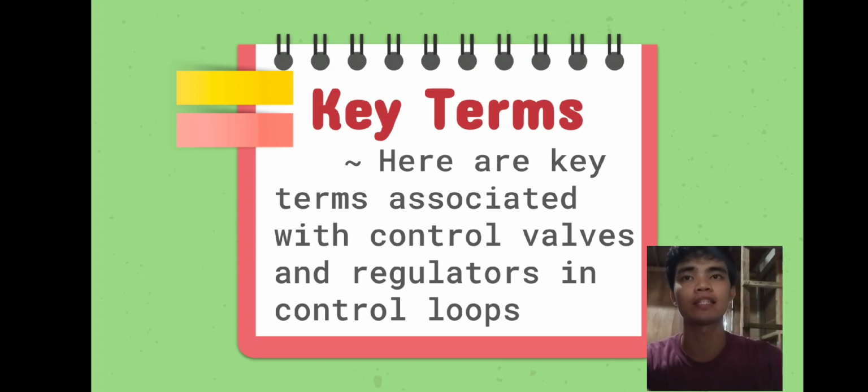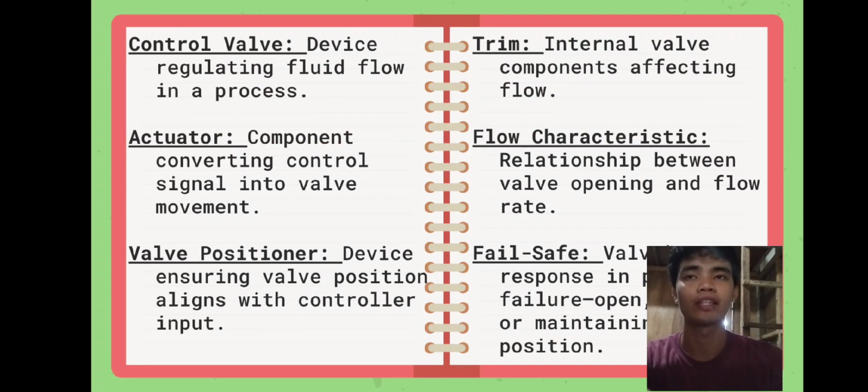So first is the control valve, which I discussed: a device regulating fluid in a process. So next is the actuator. An actuator is a component converting control signals into valve movement.